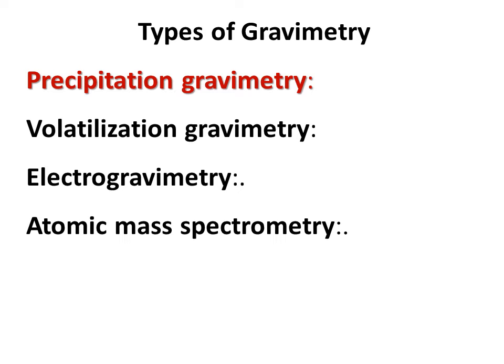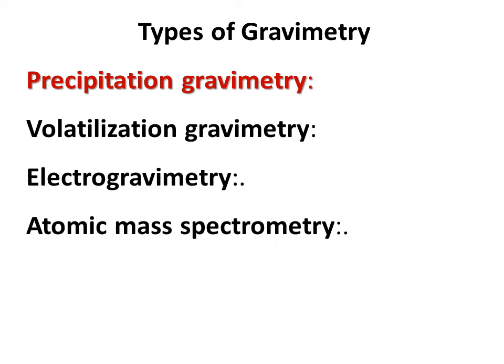We have atomic mass spectrometry. Here, the atomic mass spectrometer is used to separate gaseous ions from other elements making up the sample of matter. So when you separate, the masses of these elements are measured, and that way the mass is known.